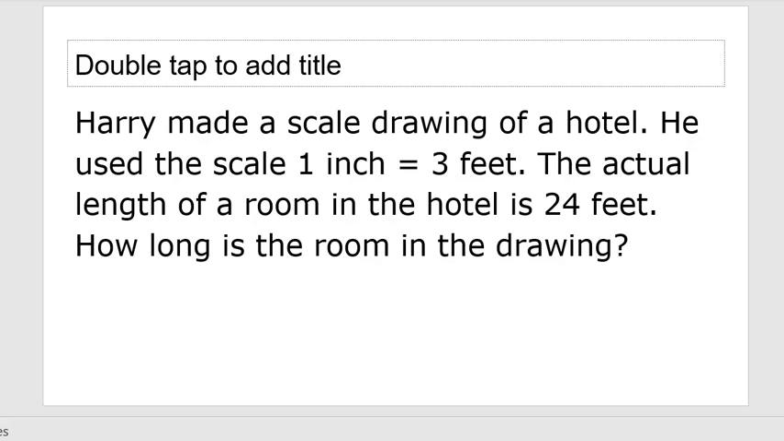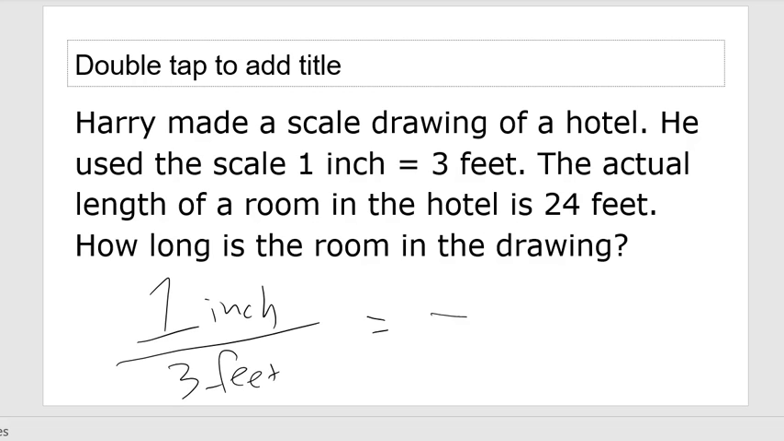So first thing you're going to do is make a ratio based on what you're given. You're given that 1 inch is equal to 3 feet. And then it tells you that the hotel has a room that has a length of 24 feet. If you wrote these out, 1 inch over 3 feet, you know that 24 feet, 3 was already on the bottom with feet, so I'm going to put 24 feet on bottom. And we're looking for x, which is the drawing.